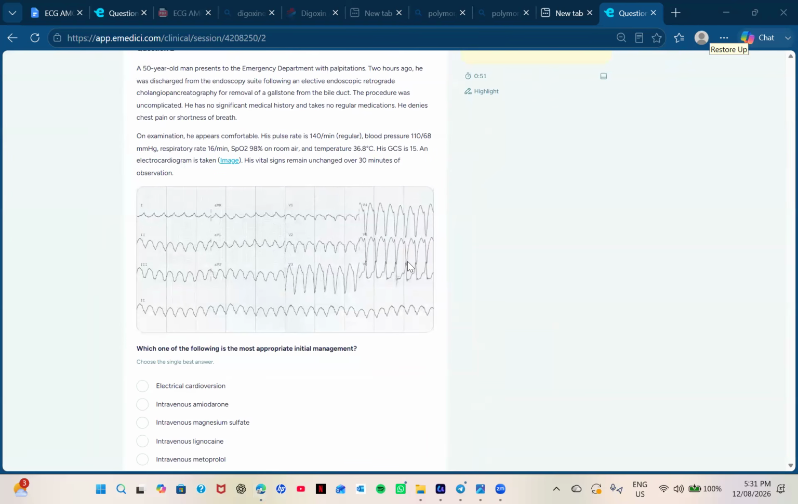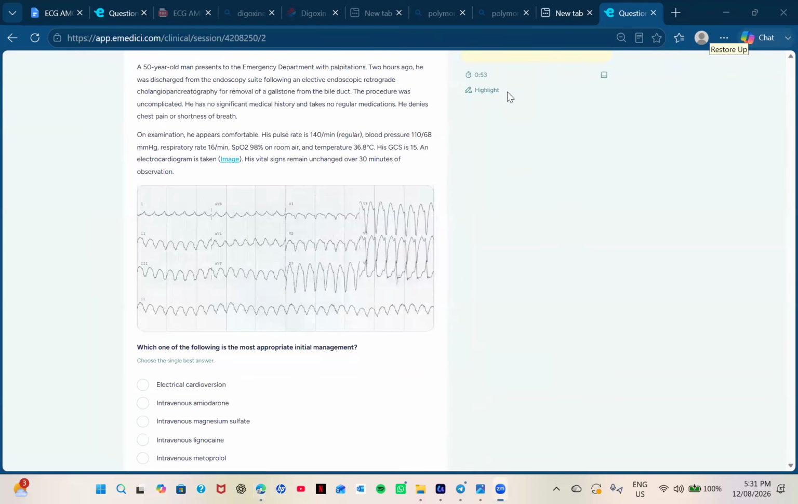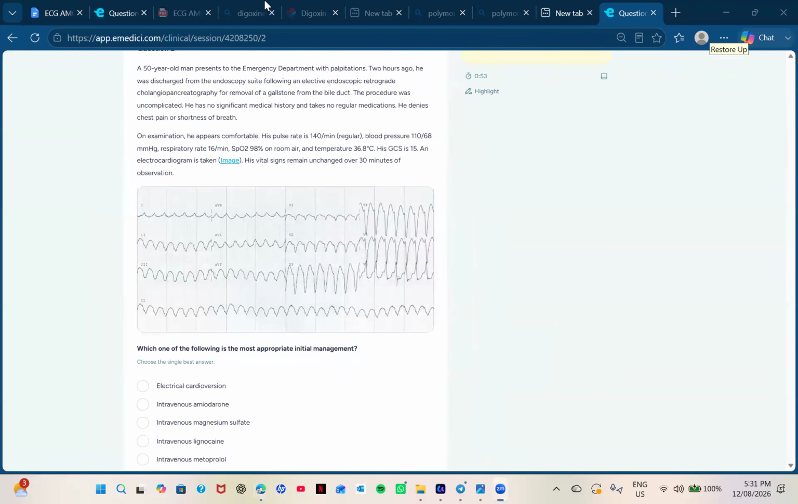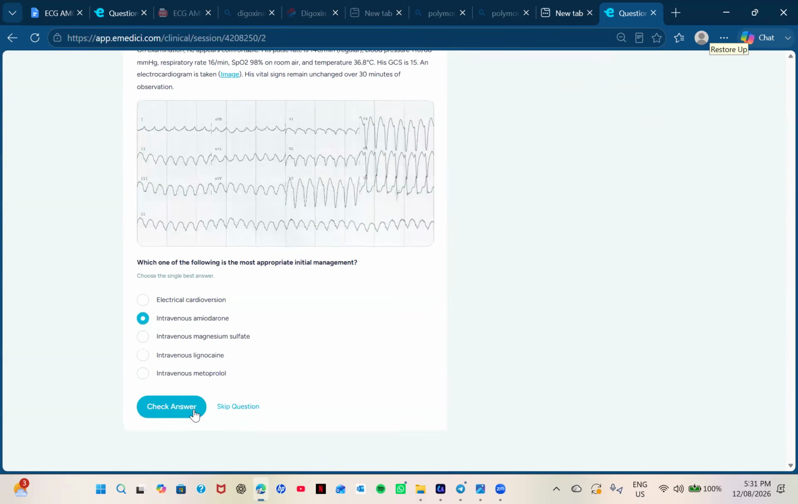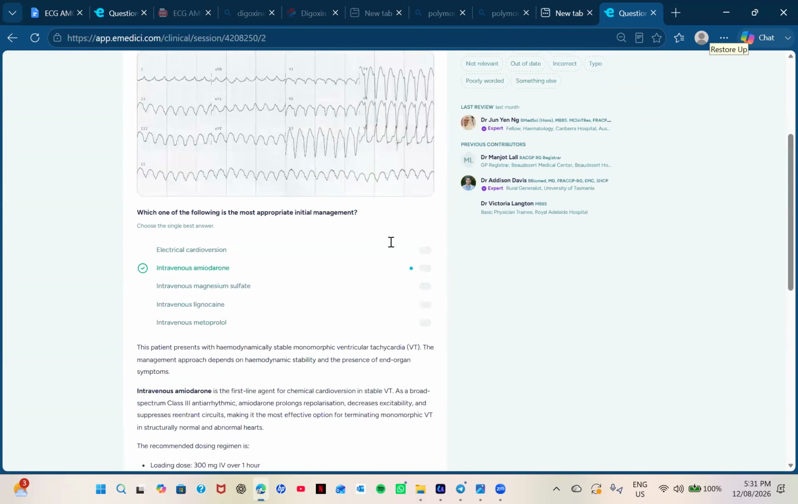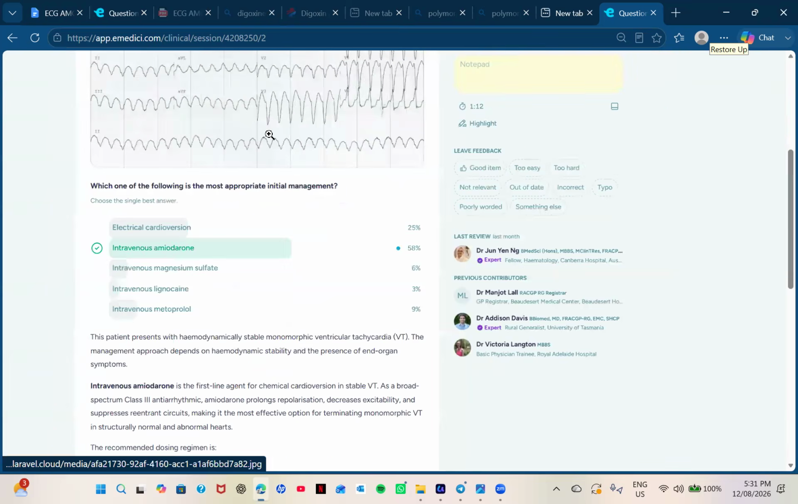Doctors, please quickly answer. So what is this? This is a VT, right?